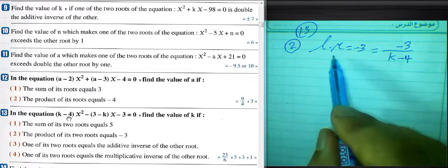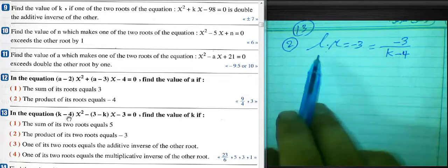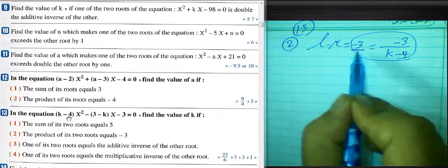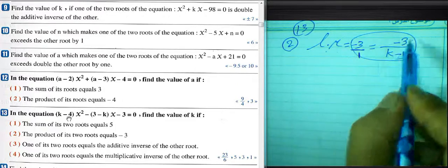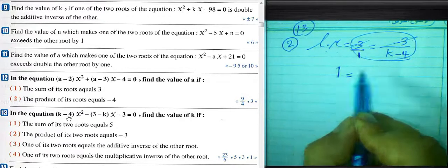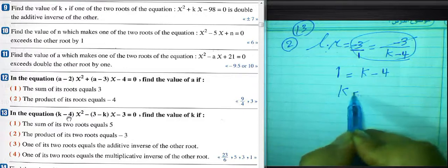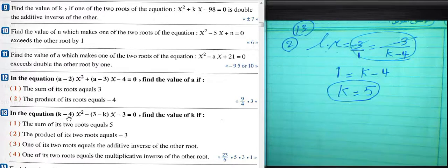It means the product of the two roots. So we can find the result of this equation. Look with me, we have -3 and -3. We can cancel that, and we write 1 equals k subtract 4. k will be 1 plus 4, equals 5. That's question number 2.